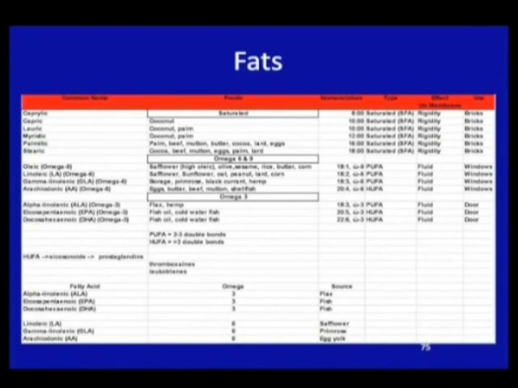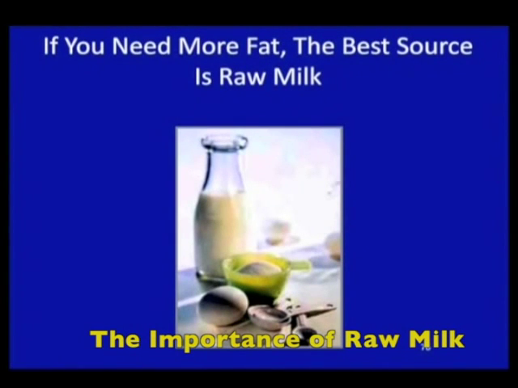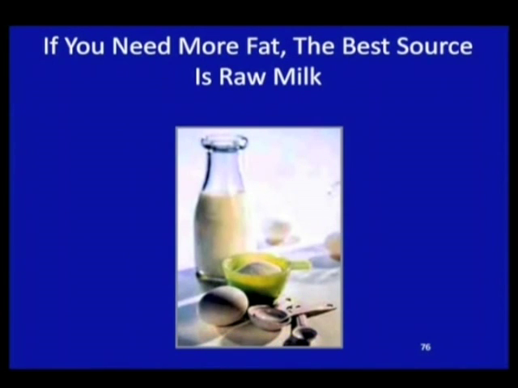Saturated fats are things like coconut, palm, beef, mutton, butter, cocoa, lard, eggs, etc. Omega-6s and 9s are things like safflower, olive, sesame, rice, butter, corn, sunflower, oat, peanut, etc. Omega-3s are primarily flax and fish oil. Fish oil has much more energy in it than flax. If you need more fat, the best source is raw milk. Raw milk has all of the fat you need in exactly the right proportions.